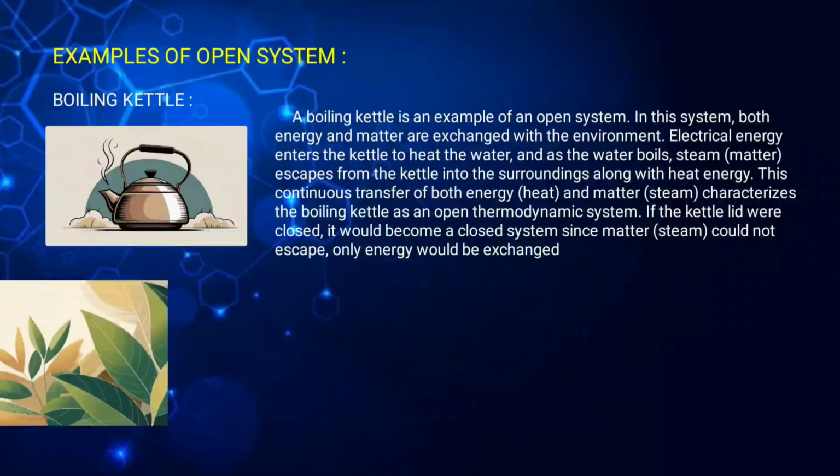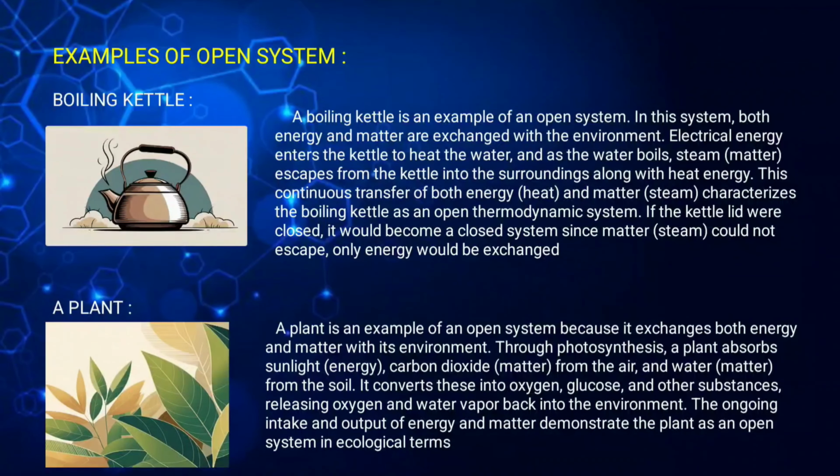And next, a plant. A plant is an example of an open system because it exchanges both energy and matter with its environment. Through photosynthesis, a plant absorbs sunlight, carbon dioxide from the air, and water from the soil. It converts this into oxygen, glucose, and other substances, releasing oxygen and water vapor back into the environment. In simple words, it exchanges both matter and energy with its surroundings. It takes sunlight, carbon dioxide, and water from the environment to perform processes like photosynthesis to give oxygen and water vapor.